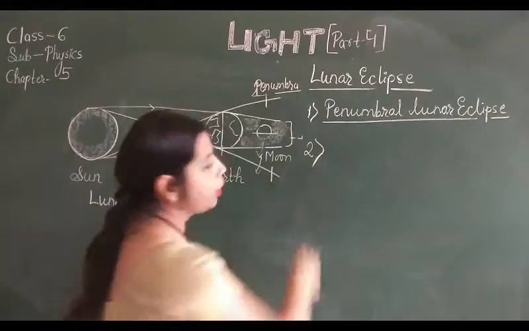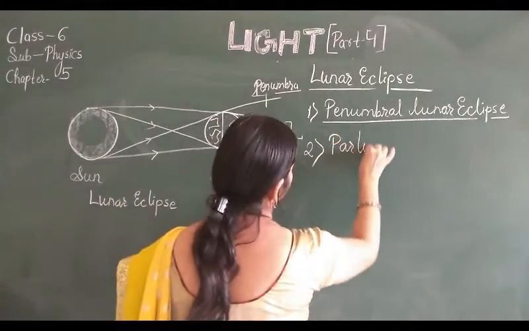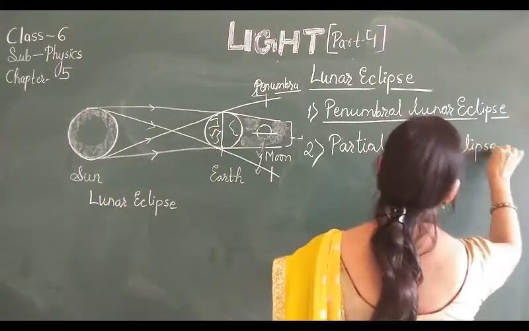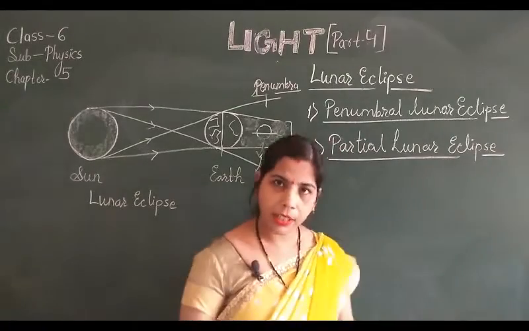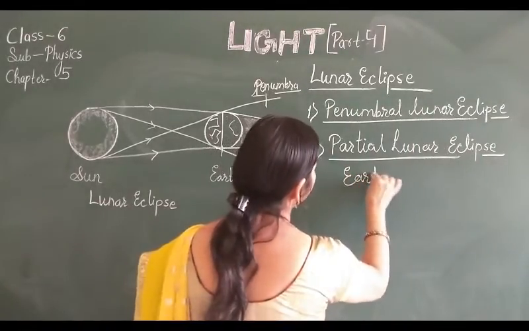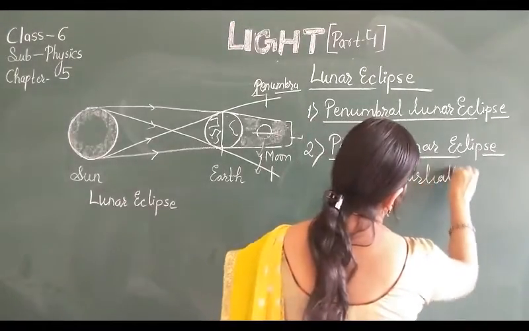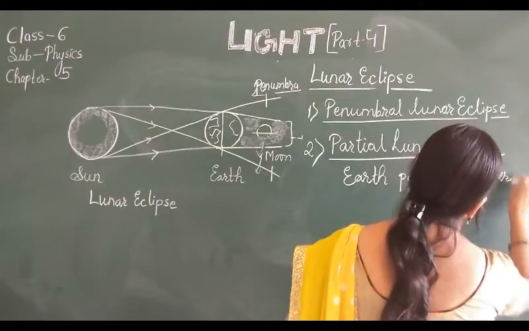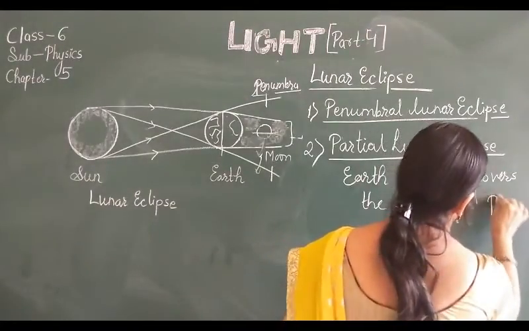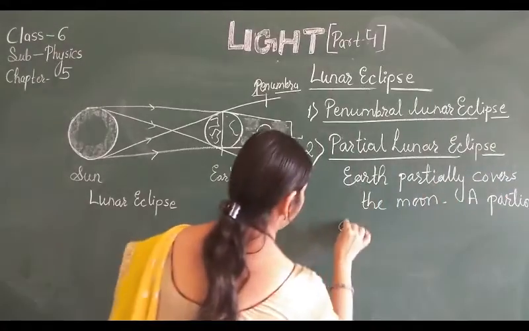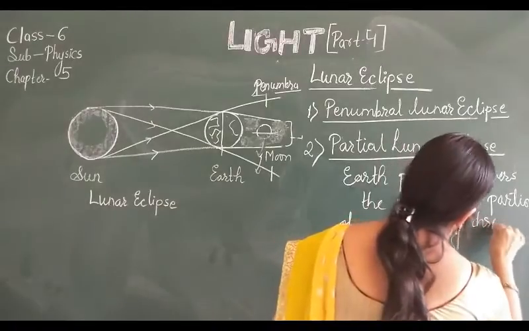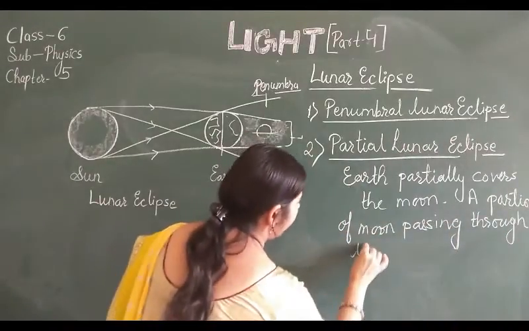Now the second type of lunar eclipse is the partial lunar eclipse. It is also clear from the name, some partial part will be covered. So this partial lunar eclipse happens when the Earth partially covers the moon, when a portion of the moon is passing through the umbra region of the Earth.